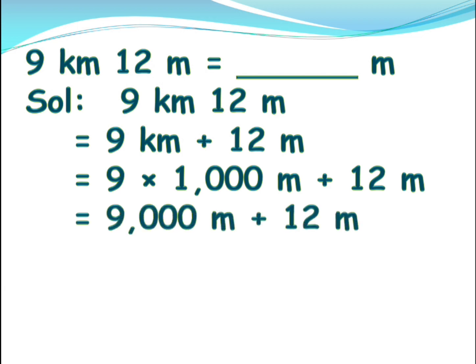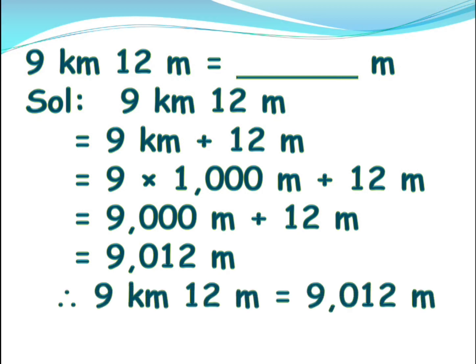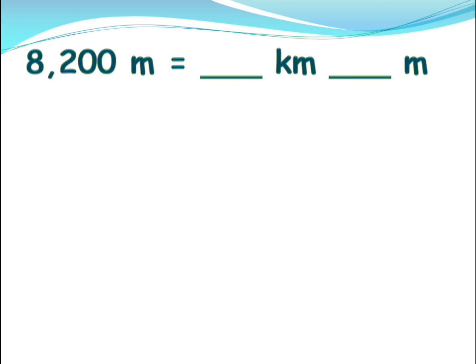Now we need to add these two. Why we are adding here? Because both are meters. Both are same units, isn't it, children? So you will write 9,012 meters. Okay, so finally you will write, therefore 9 kilometers 12 meters is equal to 9,012 meters. Okay, let's see another sum.